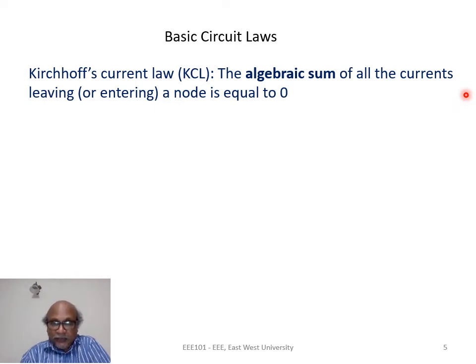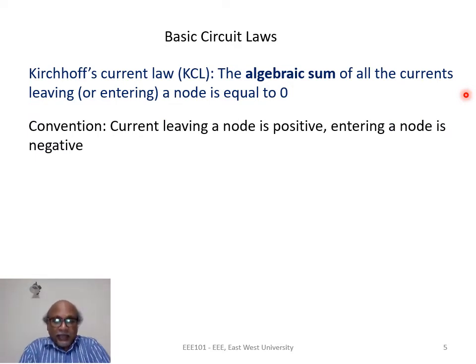Now, what does algebraic sum mean? Algebraic sum means we add the currents including their magnitude and signs. Some currents may be positive, some currents may be negative. Now, how do I understand when a current is positive or negative? To understand that, we will follow a convention. At a node, there are two possible directions for a current. The current may be entering the node, or the current may be leaving the node.